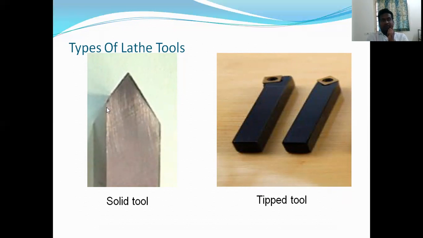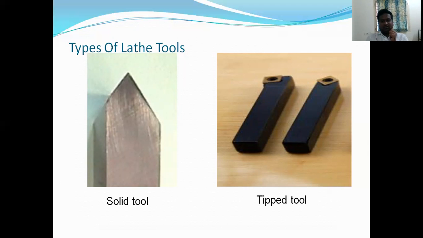Solid material means based on the manufacturing operation, right? We observed in yesterday's class different types of operations: turning, grooving, drilling, boring. These are all called manufacturing operations. Based on that operation, we are using different types of tools, right? So here also one of the classifications is according to the manufacturing process. Based on that process, we have different types of tools.